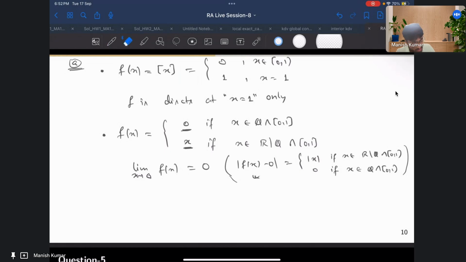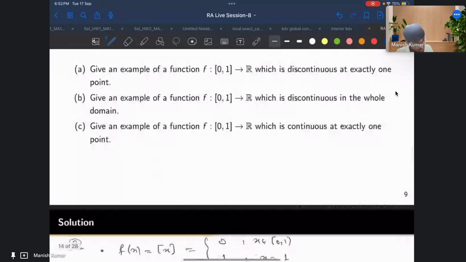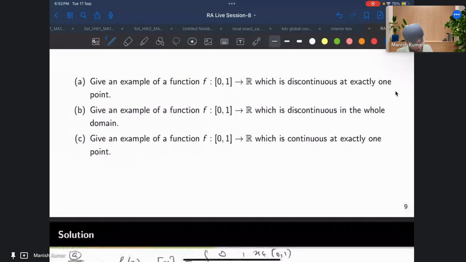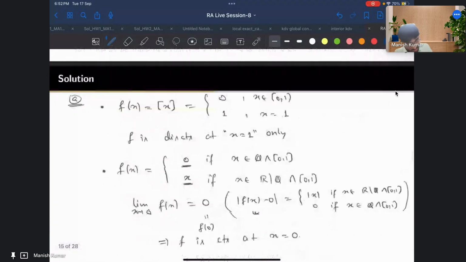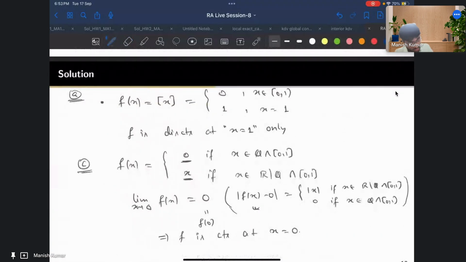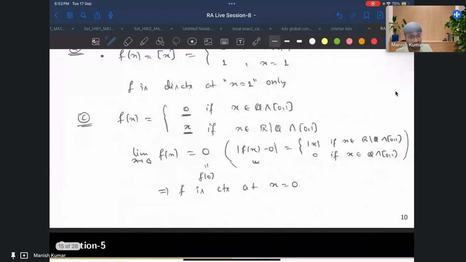Okay, so this is equal to f of 0. This tells you that f is continuous at x equal to 0. Maybe this will serve for the third example. So maybe this is C, I think. Yeah. Okay, so f is continuous at x equal to 0.